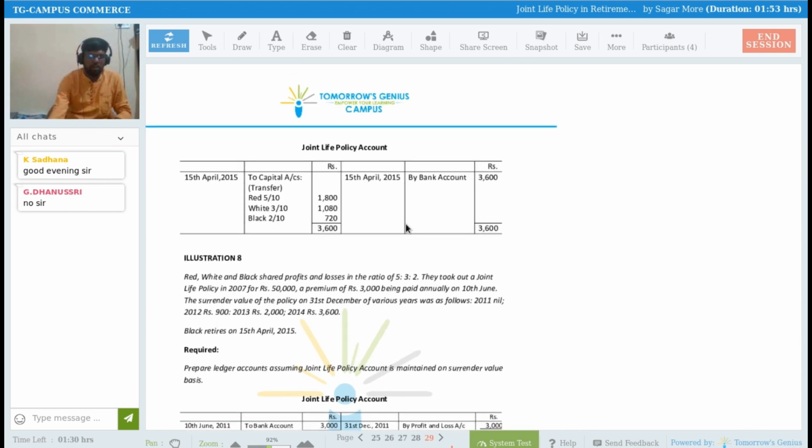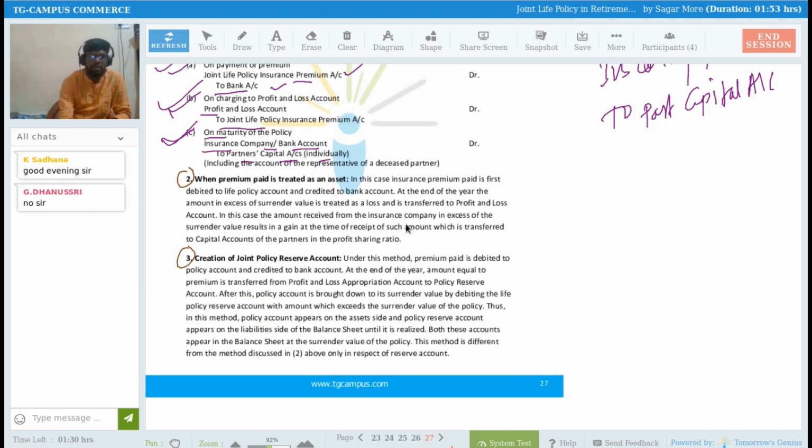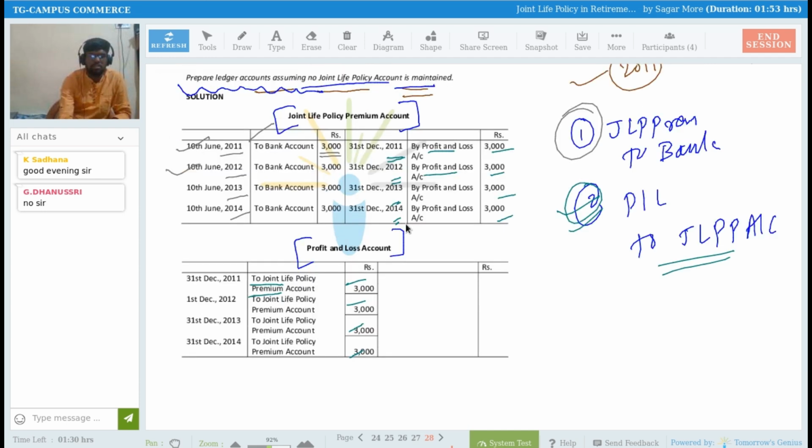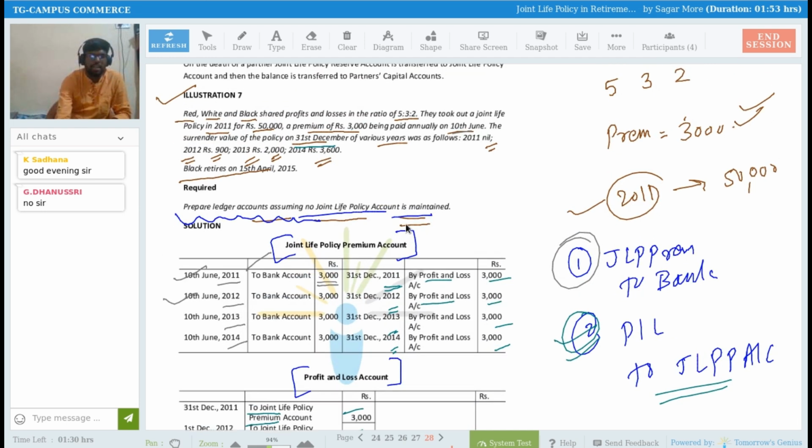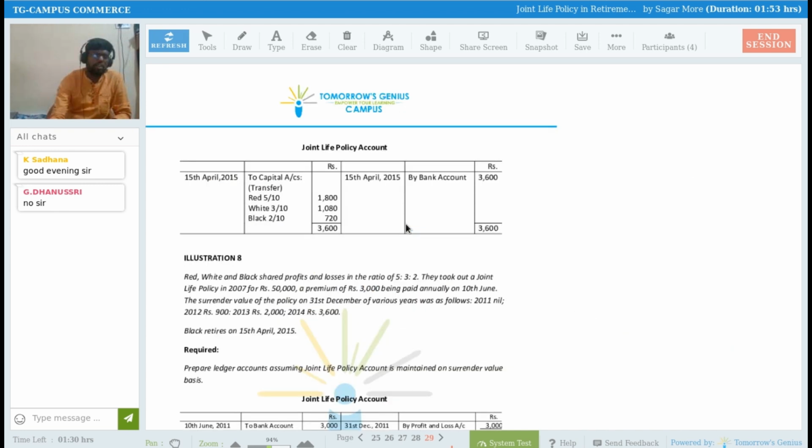See here. So next is joint life policy account. Why did we prepare the joint life policy account? Because there is one partner who, when he retired, Black retired on 15th of April 2015. See here, Black retired on 15th of April 2015. So it is a date of maturity, or you can say you have to surrender the policy now, right? So what do we have to do now?